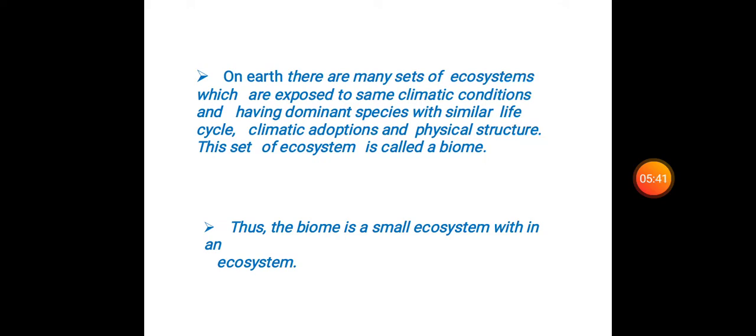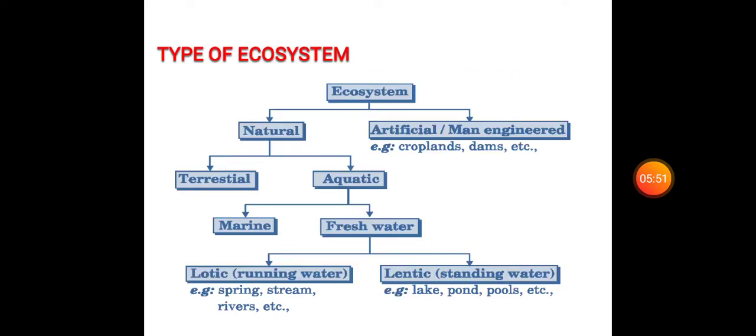So the biome is the small ecosystem within an ecosystem. A small ecosystem within an ecosystem is called the biome. Okay. Then types of the ecosystem. The ecosystem is mainly classified into two types: one is the natural ecosystem, another one is the artificial or man-made ecosystem.